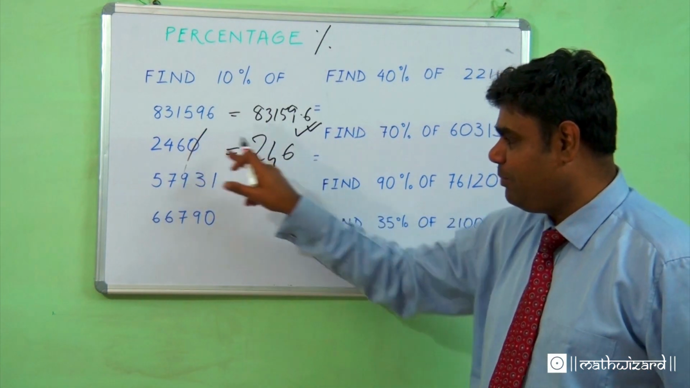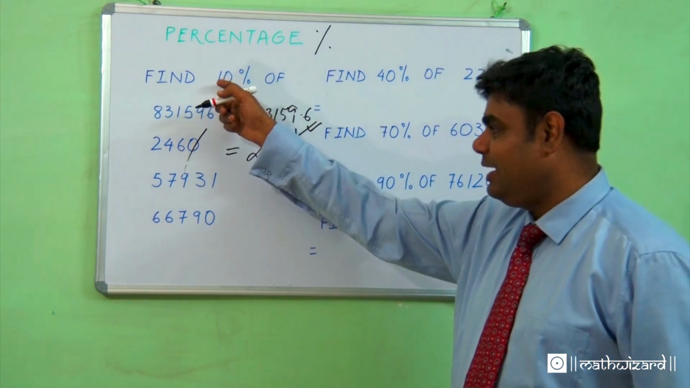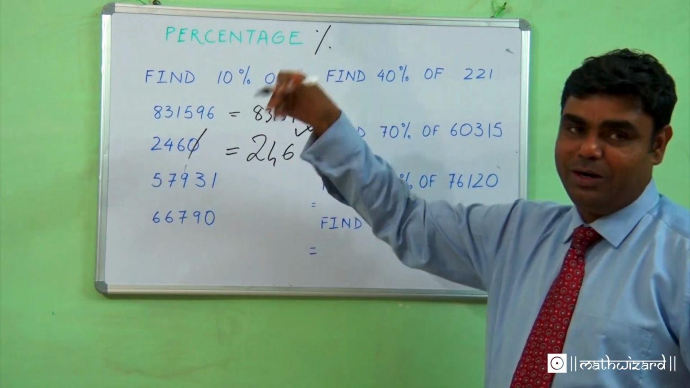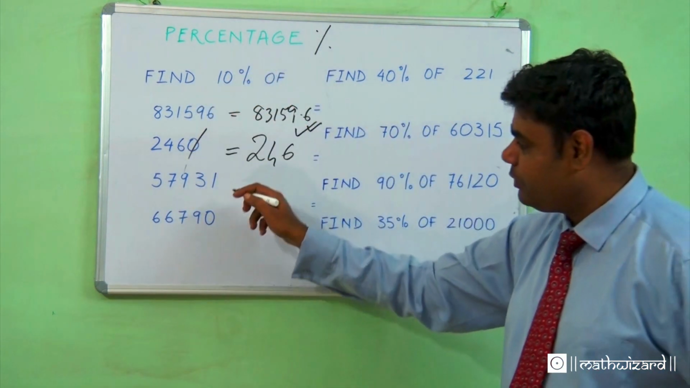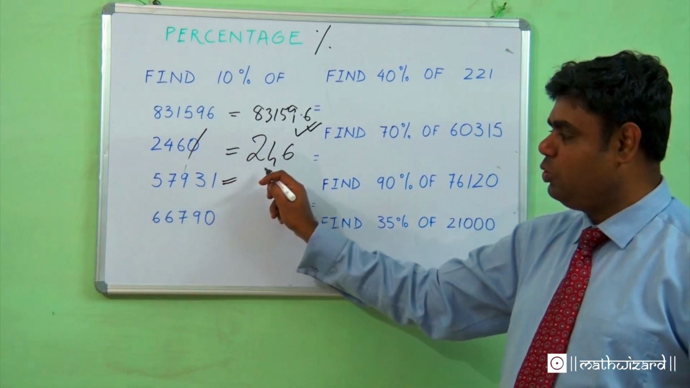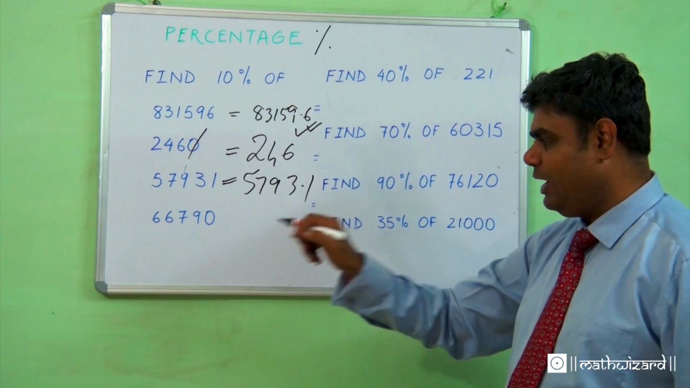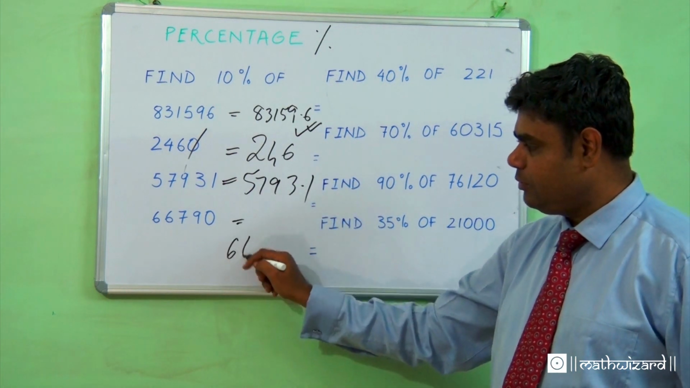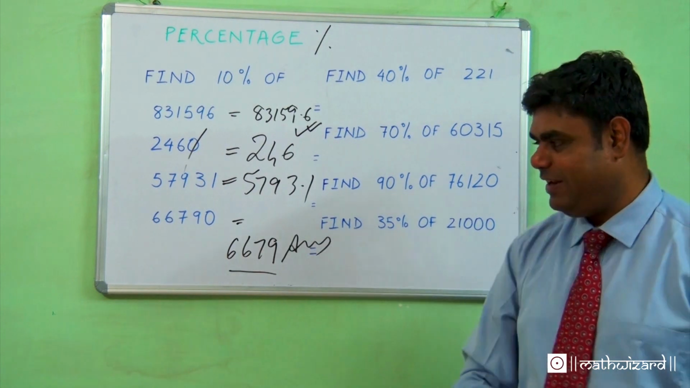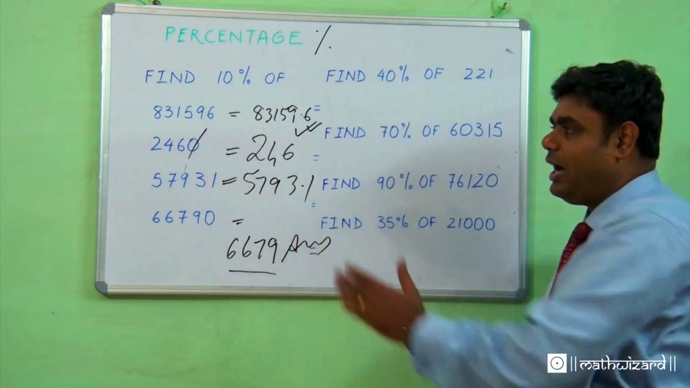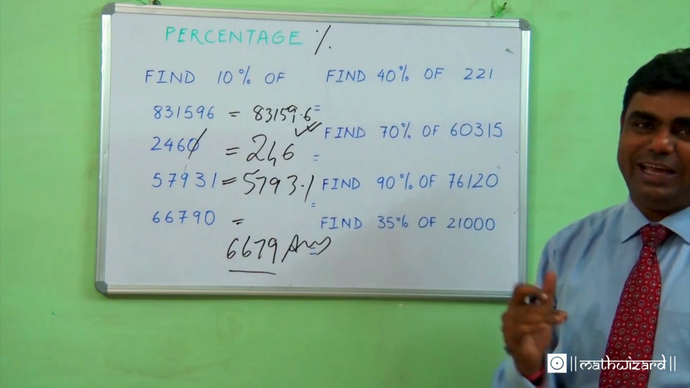10% of this number is 246. In school, we will do the same thing. 10 upon 100 into this number, we'll cut it across, we'll simplify it, need not do. If I were to ask you, you would tell me the answer is 5793.1. This answer works out to 6679. So I have found out how to find easily 10% of any number.